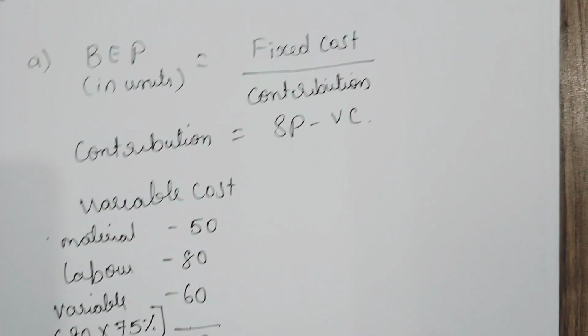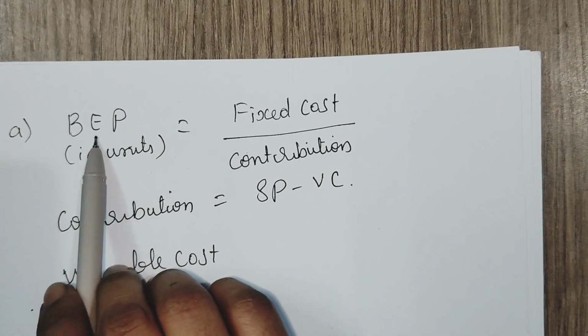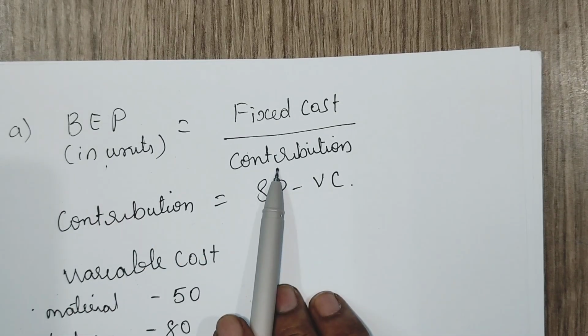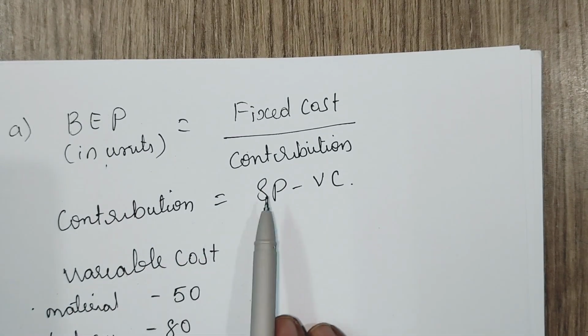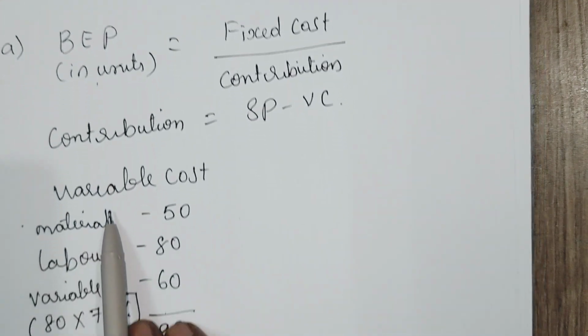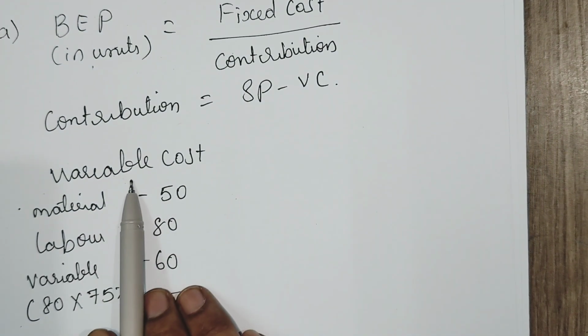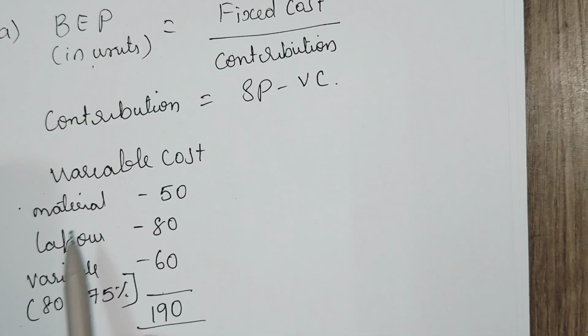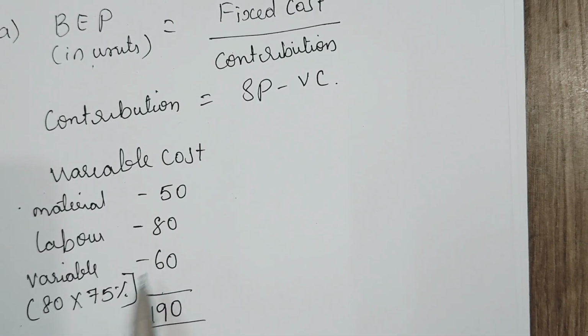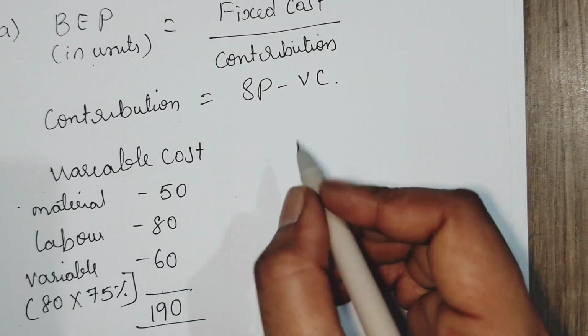Understood? What is the formula for BEP in units? Fixed cost divided by contribution. Contribution is selling price minus variable cost, so you need to find out the variable cost. Material is given, labor is given, variable overheads is given: 75% on the labor cost of 80 is 60. Total is 190. Now fixed cost is given.